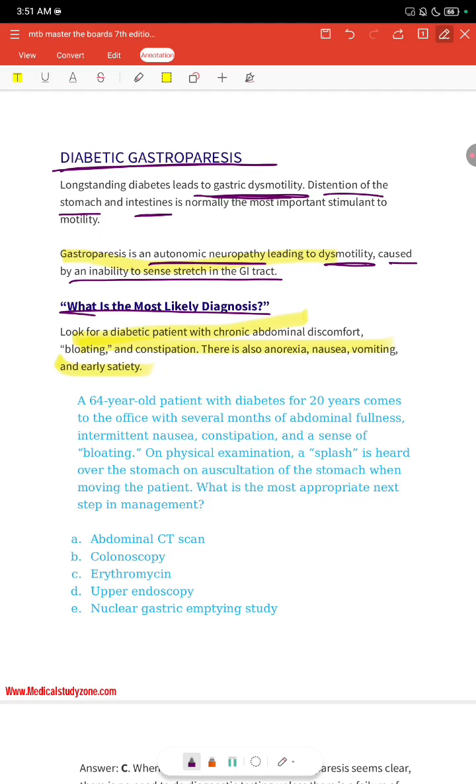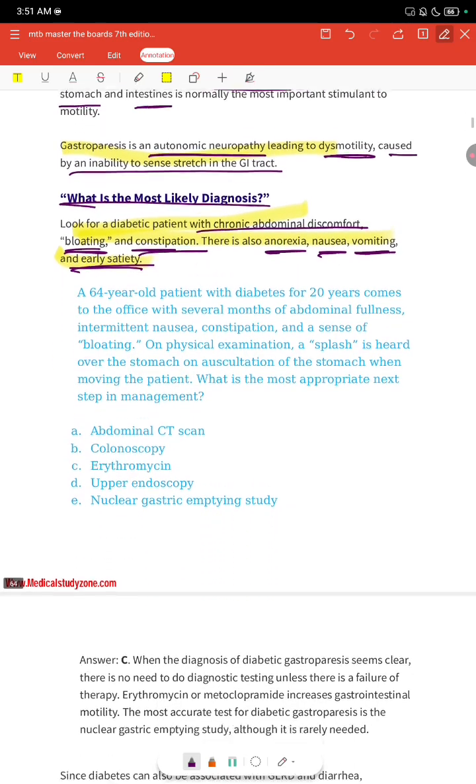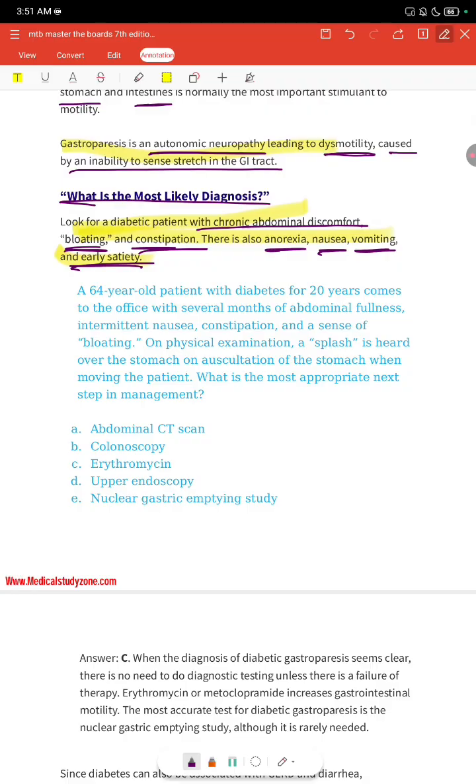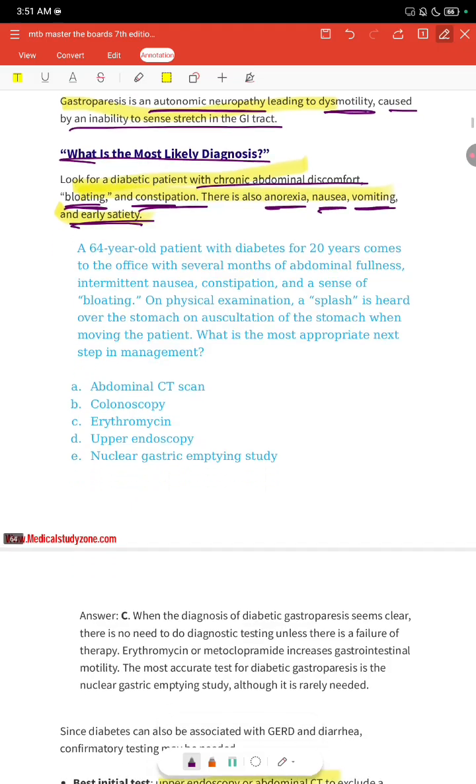Look for a diabetic patient with chronic abdominal discomfort, bloating, constipation. There is also anorexia, nausea, vomiting, and early satiety. So the patient does not usually crave food. There is nausea and vomiting and early satiety, early fullness.